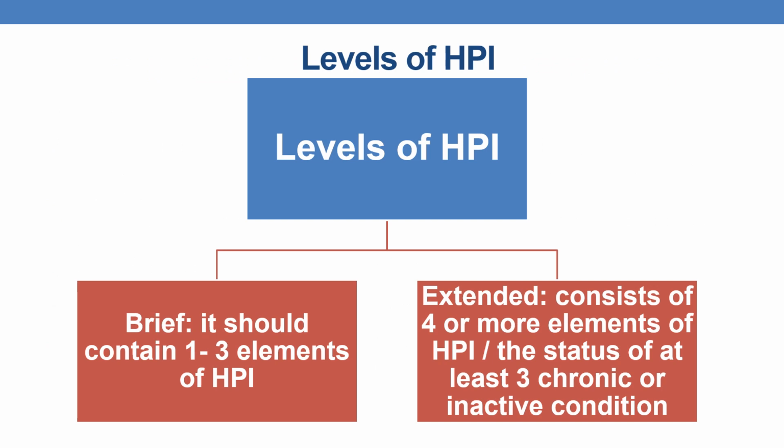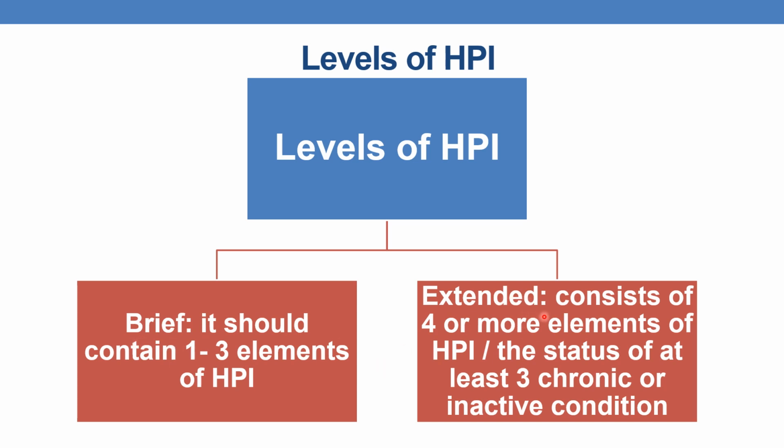Now coming to the levels of HPI. Based on those elements, HPI can be brief or extended. What does brief HPI indicate? Brief HPI should contain 1 to 3 elements of HPI. From those 8 elements, if at least 1 to 3 elements are present, then that HPI is considered brief.